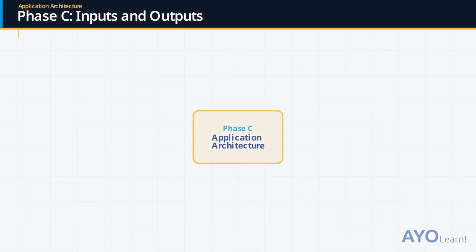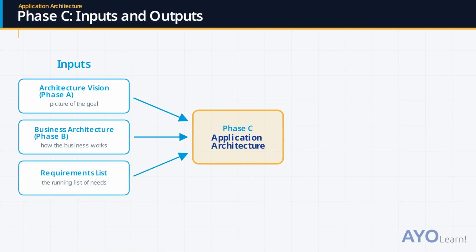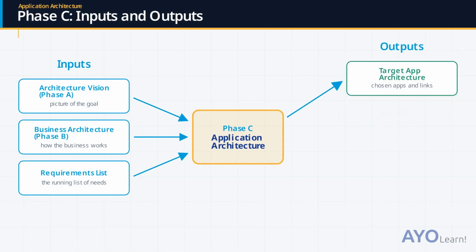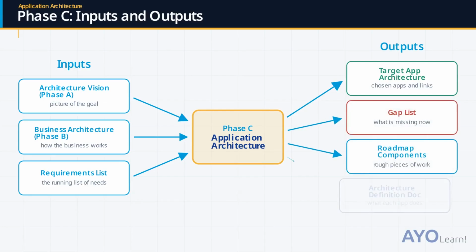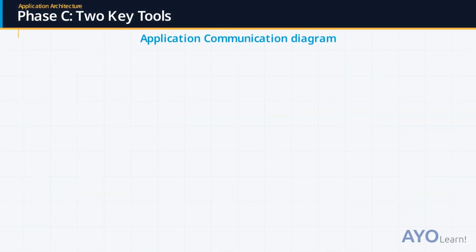Phase C takes 3 inputs: the architecture vision from Phase A, the business architecture from Phase B, and your running list of needs. It produces the target application architecture, a gap list showing what's missing, candidate roadmap pieces, and an updated architecture definition document. Phase C uses 2 key tools.